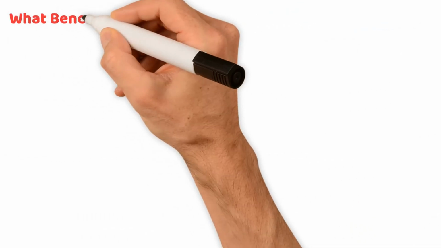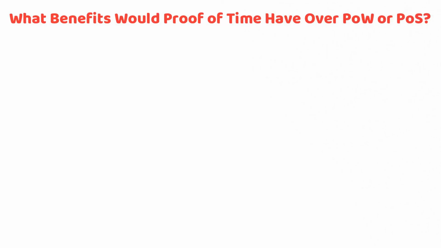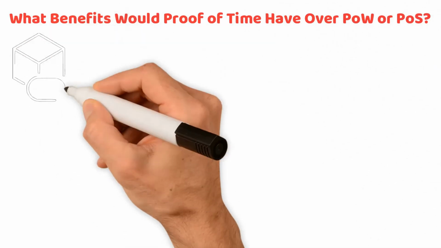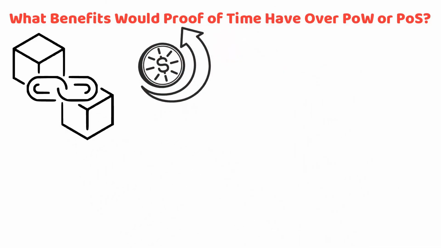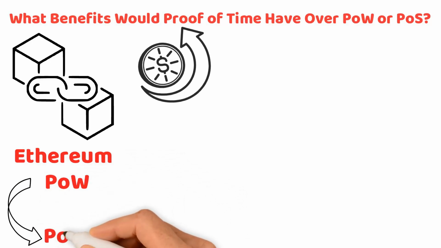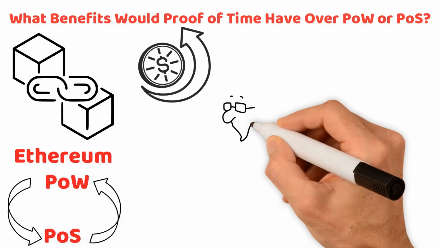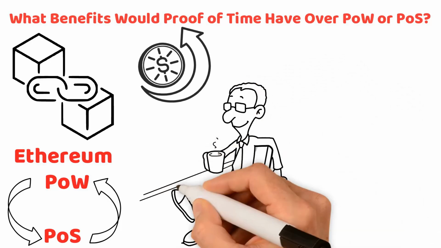What benefits would proof of time have over POW or POS? One of the major bottlenecks of current blockchains is transaction speed. Ethereum, a blockchain that's transitioning from POW to POS, can only perform 15 transactions per second without resorting to layer 2 sharding.